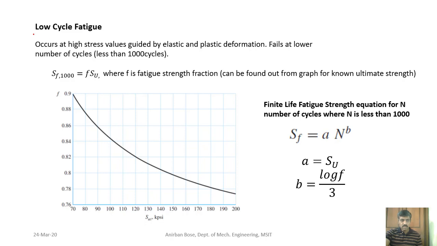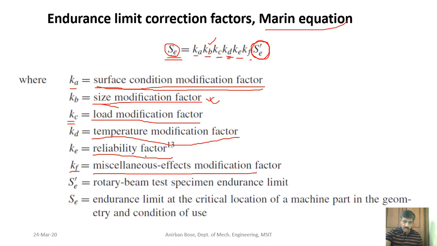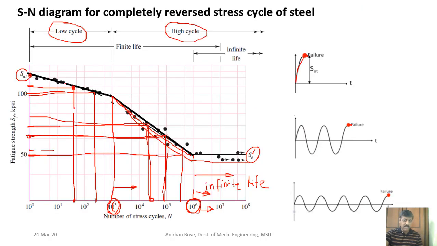Now some important properties of low cycle fatigue. You see that low cycle fatigue occurs at very high stress values. If you see this diagram, low cycle fatigue is occurring at very high stress values and a low number of cycles, that is why they are called low cycle. They sustain a low number of cycles at high stress values. High cycle fatigue is at a lower stress value.